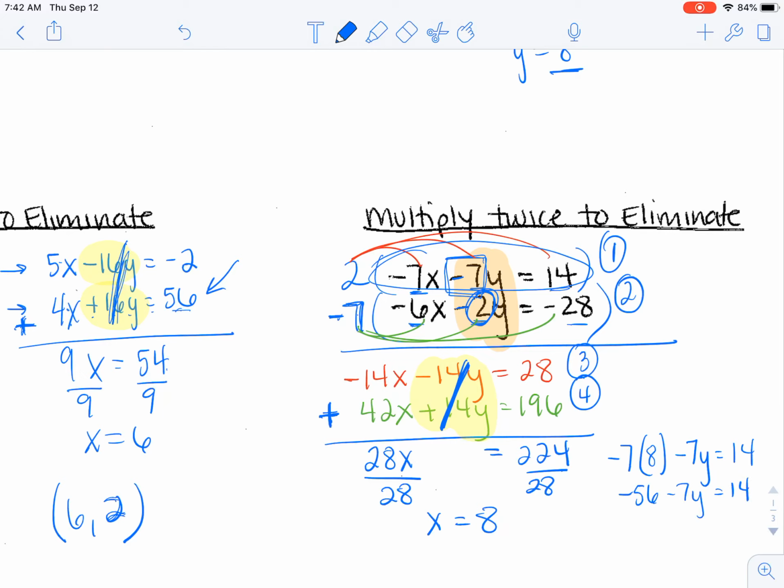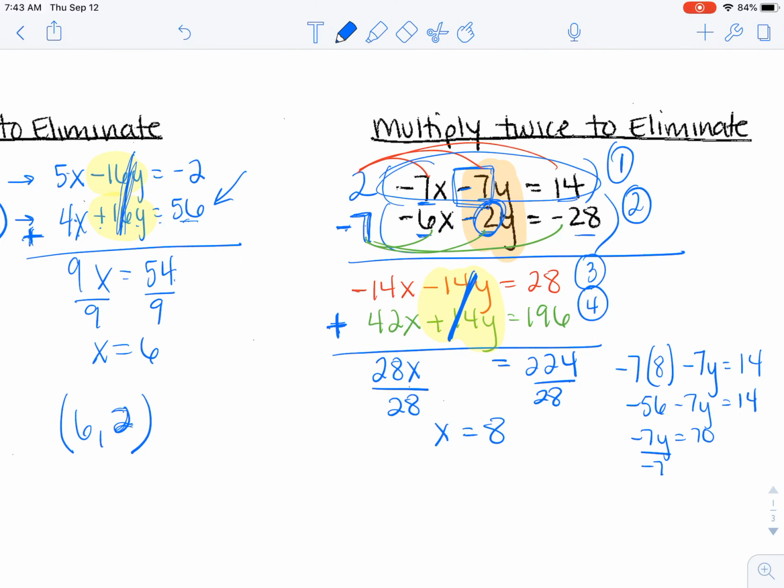Again, I'm just going through and I'm going to add 56 to both sides. So I get negative 7y equals 70. Then divide each side by negative 7 and y equals negative 10. So my solution is 8, negative 10.